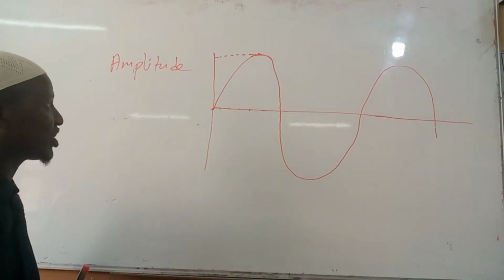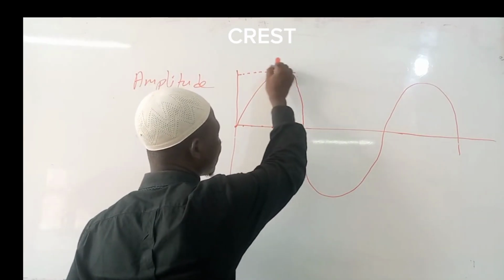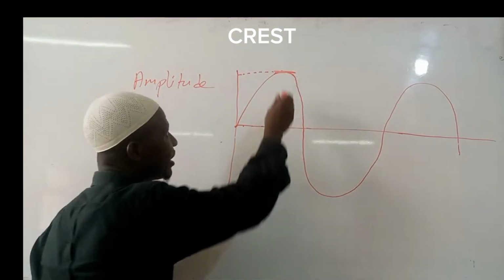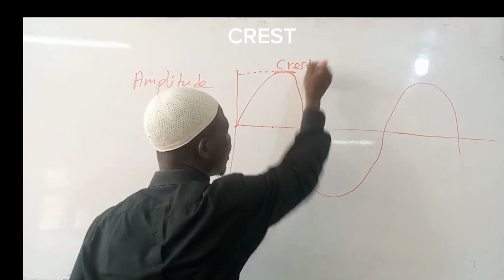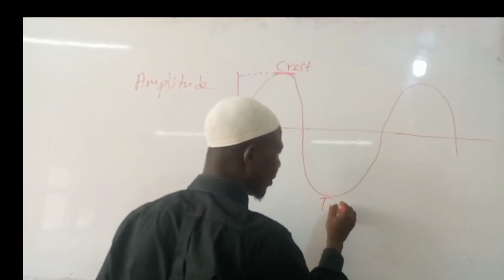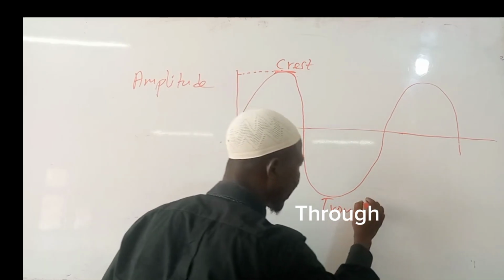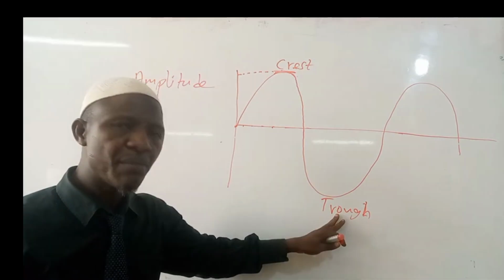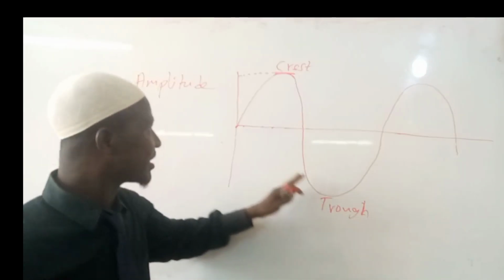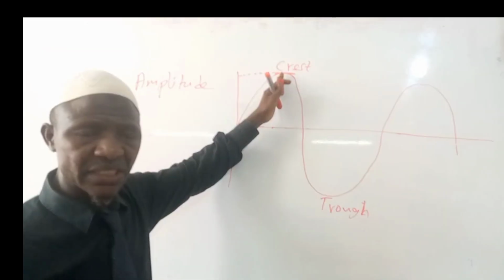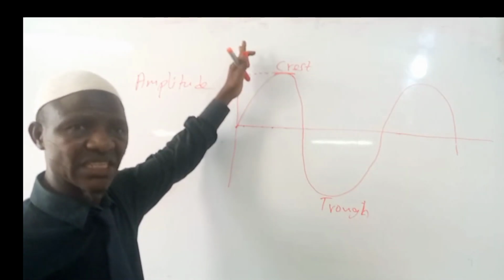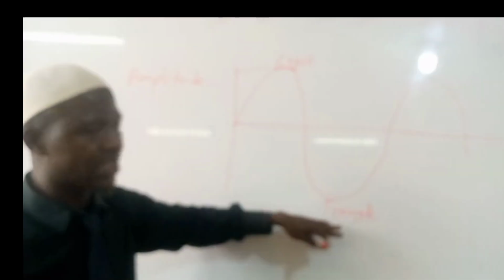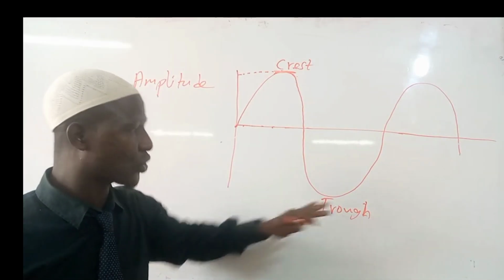So after the amplitude, we have a what? A crest. What is crest? Crest is the point of maximum displacement. This place is called crest. Then this one is called trough, the opposite of crest. So crest, maximum displacement; trough, minimum displacement. That is maximum displacement along the positive axis of y, then minimum displacement along the negative part of y is called trough.